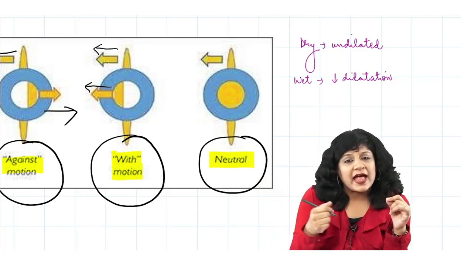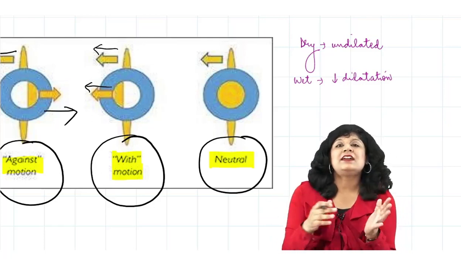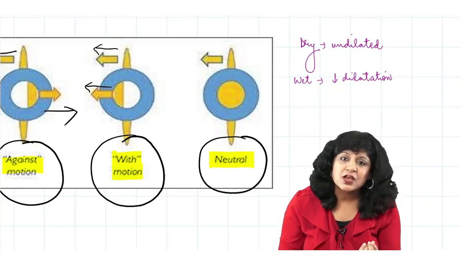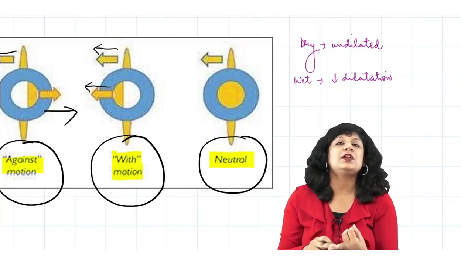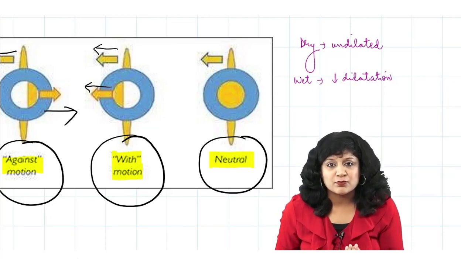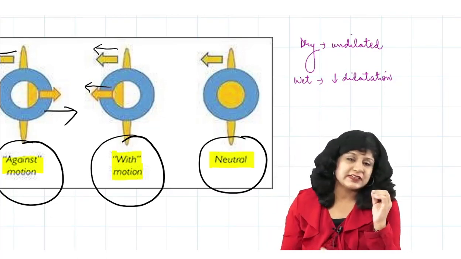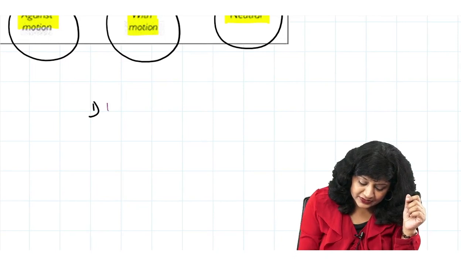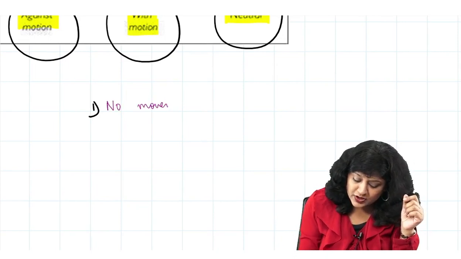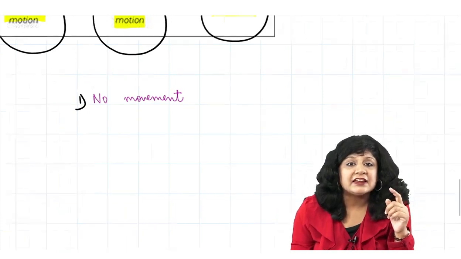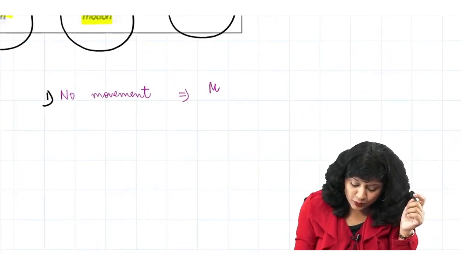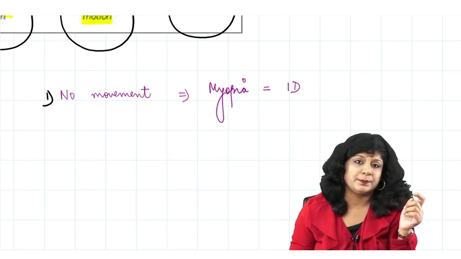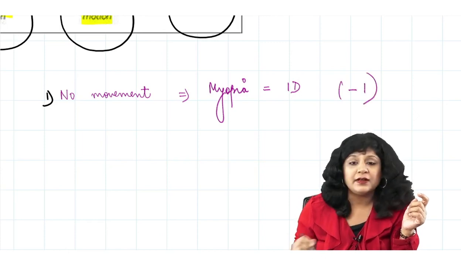So when we do retinoscopy, there are different interpretations that you can get. Either you won't get any movement, or you get the with movement, or you get the against movement. So what are these different conditions? Suppose I am not getting any movement, so that is called no movement. Suppose you are not getting any movement, that means that the patient has myopia, and this myopia is exactly equal to 1 diopter. So that is -1 is the refractive error.